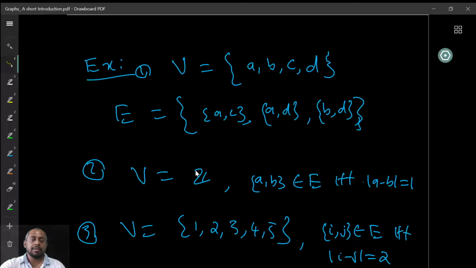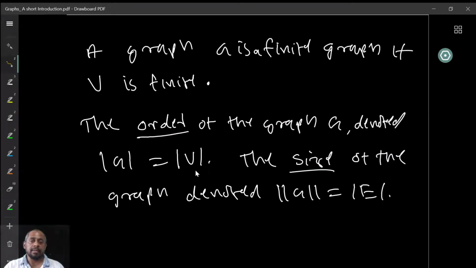Now, when the vertex set is not finite, then we say the graph is infinite, and otherwise it is a finite graph. The cardinality of the vertex set is called the order of the graph, and it is usually denoted within two parallel lines. And the size of the graph is written as we write norm of something. So this is the size of G, which is the number of edges. So the order of a graph is the number of vertices, and the size of a graph is the number of edges.